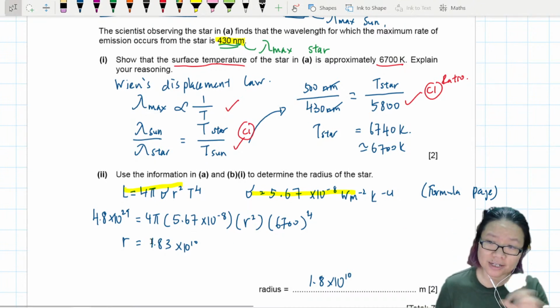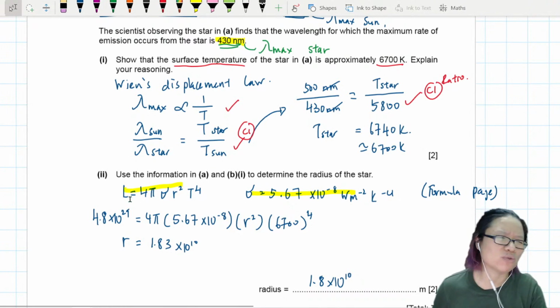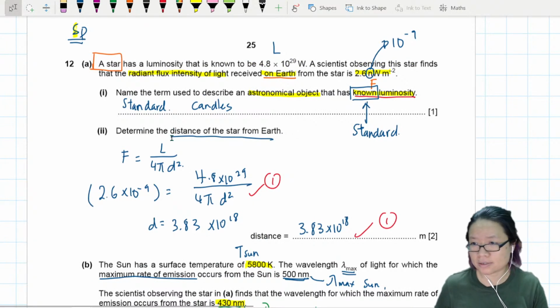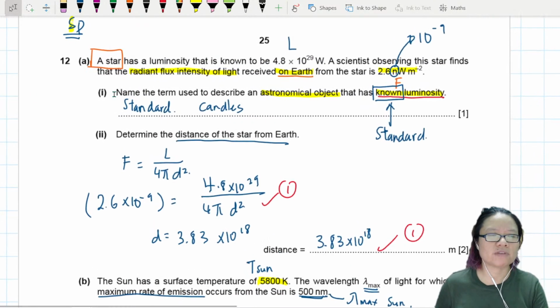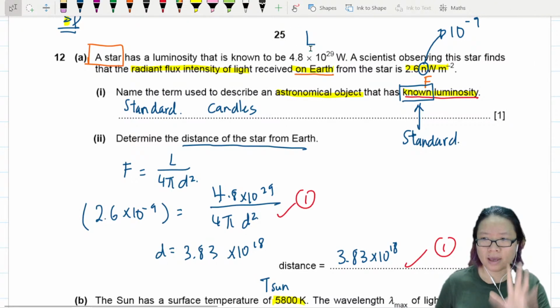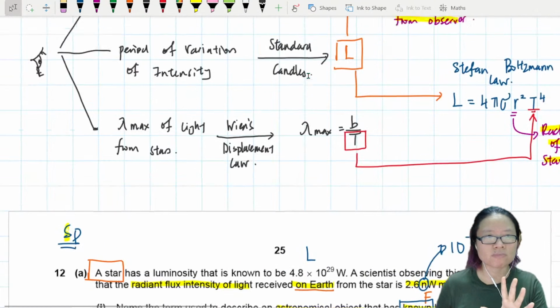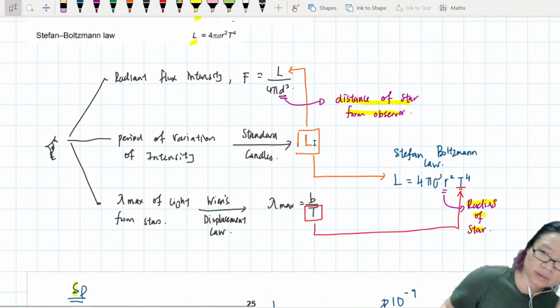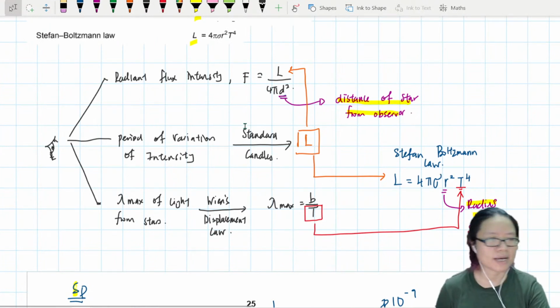You can either read it directly from the scale, or they'll just tell you what the luminosity is, like in this sample paper question. So once you have the known luminosity, everything else is very easy to solve. Think about this. Once I know this L, everything else I can find.